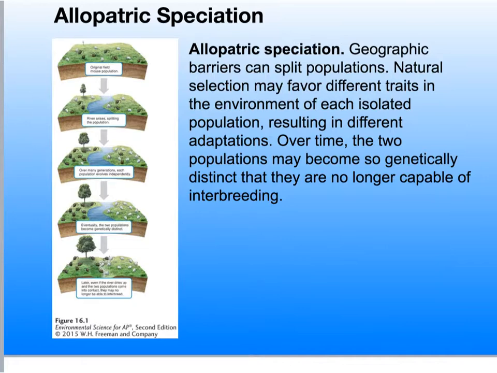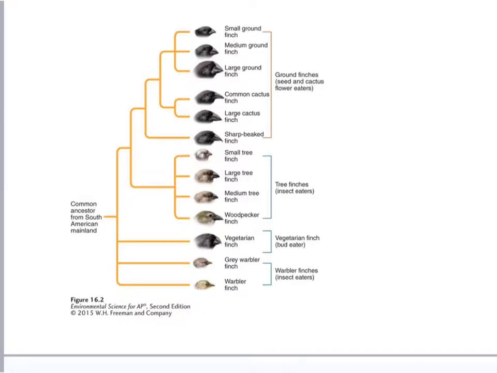So even though the river dries up and the two populations come back together, they're no longer going to interbreed because they don't look alike, and they may actually no longer be genetically capable of reproduction. Allopatric speciation is thought to have been the most common way in which evolution generates a new species. However, it's not the only way.